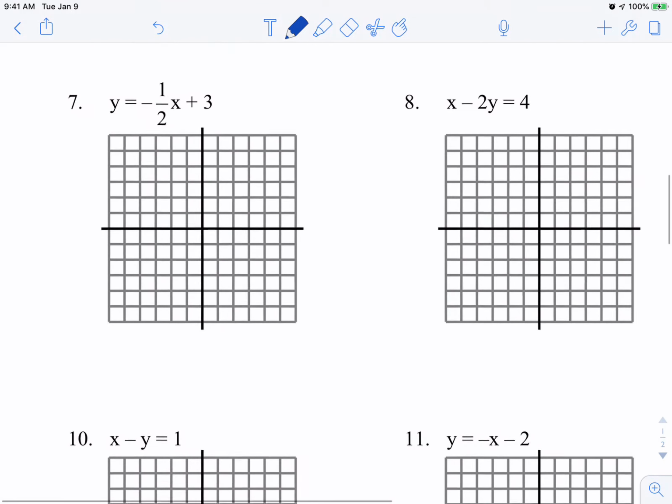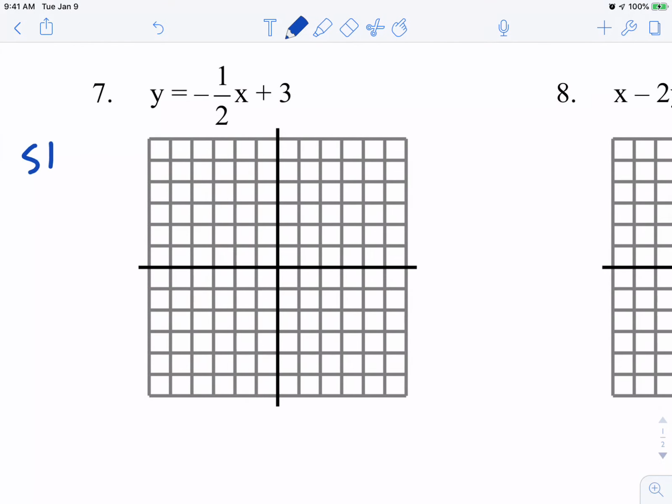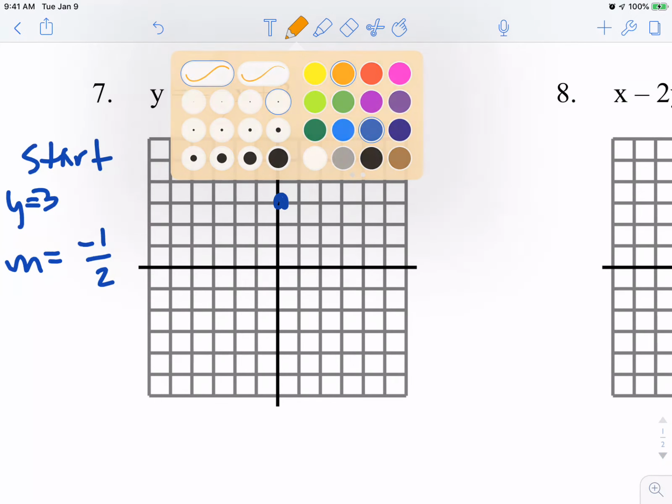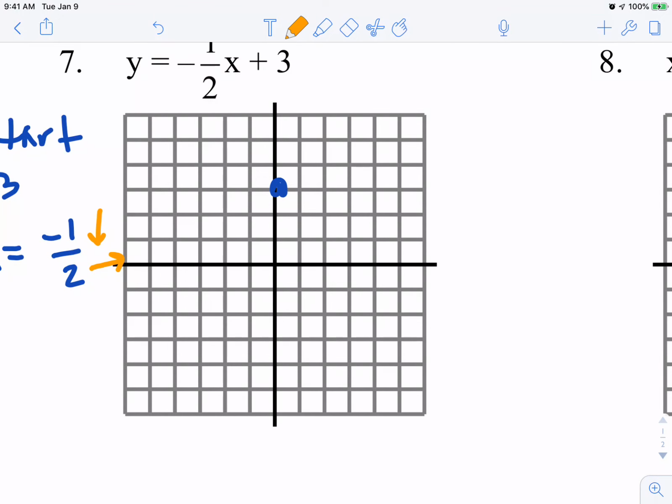Okay, number 7. I'm going to start at y equal to 3. Put a dot there. And then my slope is equal to -1/2. That tells me to go down 1 and right 2. So I'm going to go down 1, right 2.